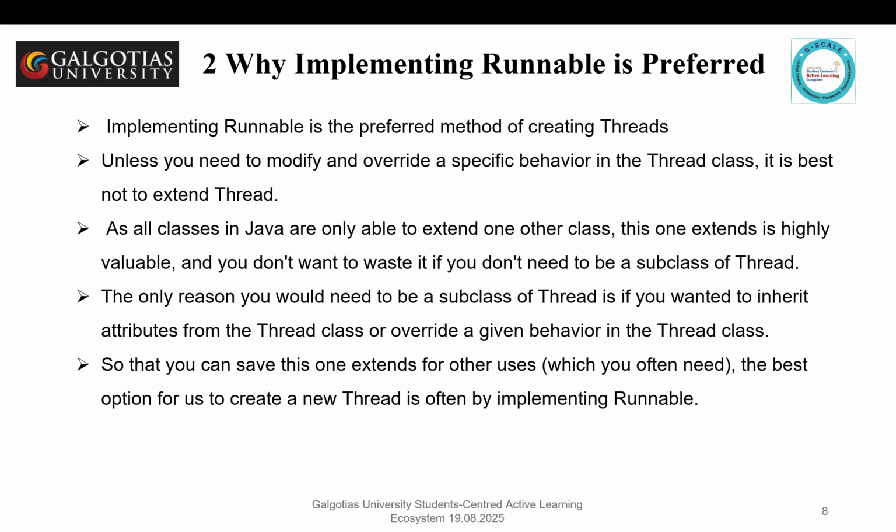Implementing Runnable is the recommended and preferred approach in Java. Why? Because Java supports single inheritance only. If you extend the Thread class, you lose the opportunity to extend any other class. Runnable allows better flexibility, better code reuse, and separation of task and thread. Extending Thread should be used only when you need to override thread-specific behavior.